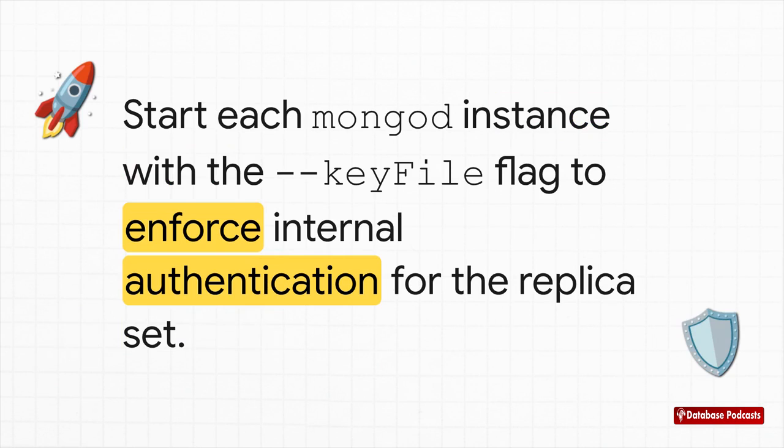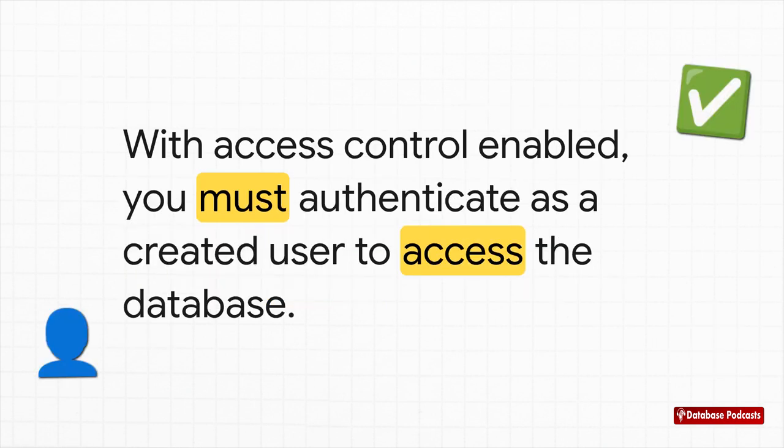Okay, so once that key file is in place on all your servers, you simply restart each one with a special flag, -keyfile. You just point it to your new secret file, and from that moment on, MongoDB is going to enforce this internal security check for the entire cluster. No exceptions.